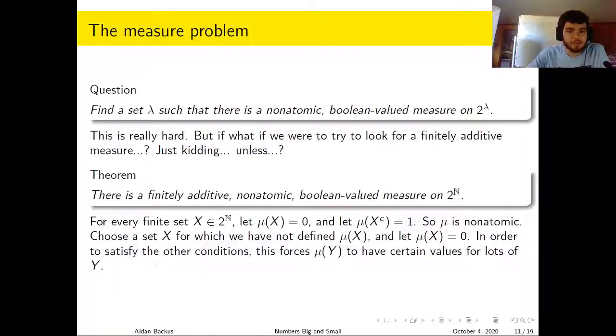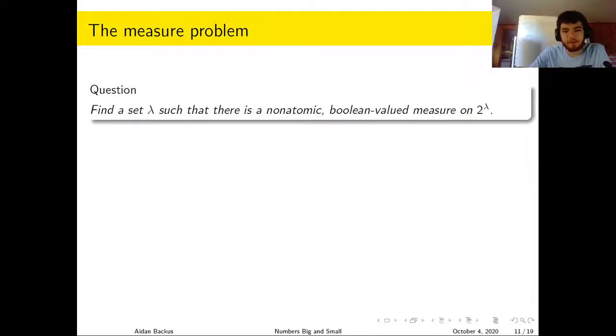I earlier asked if we could find a set lambda. And when I say set, I'm going to think of two sets as equal if they have the same cardinality. So I'm just going to call these things cardinals, which are like equivalence classes of sets. So find a cardinal lambda such that there is a non-atomic Boolean valued measure on 2 to the lambda. And we said this is really hard. We had to weaken our assumption from measure to finitely additive measure. And then we were able to do this when lambda was the natural numbers.